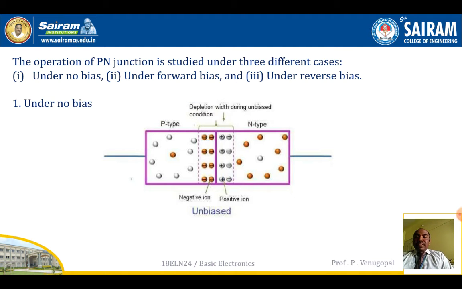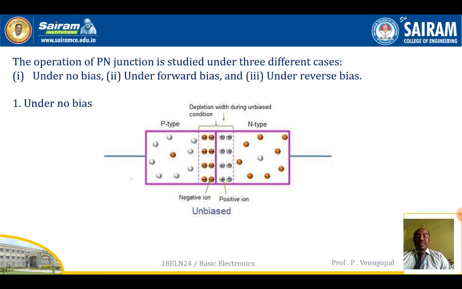Next thing is how the PN junction diode is working. The PN junction diode is operating under three different cases. First one is under no bias, second one is under forward bias, third is under reverse bias. Let us study one by one. So what is the PN junction diode under no bias condition?